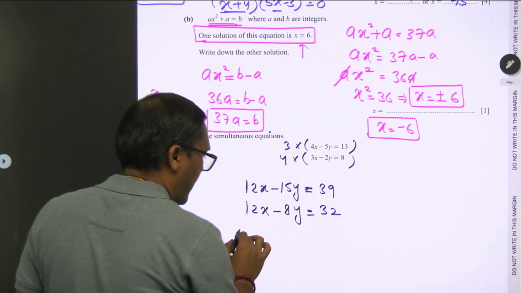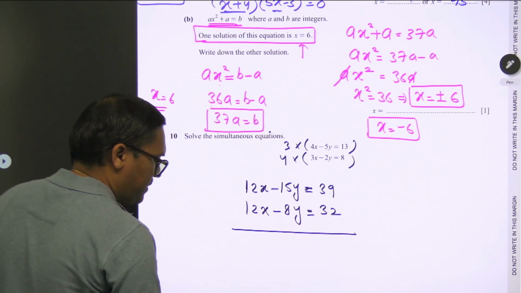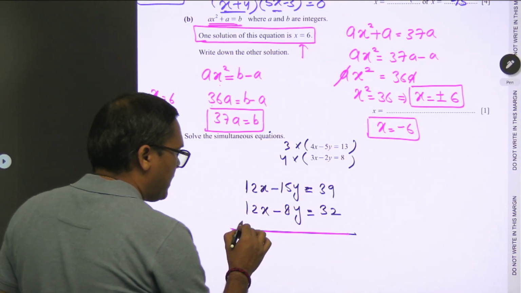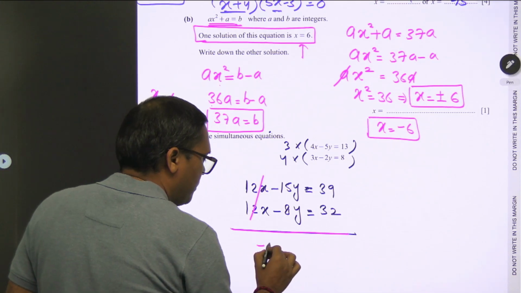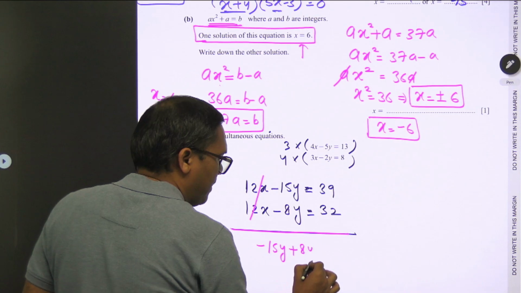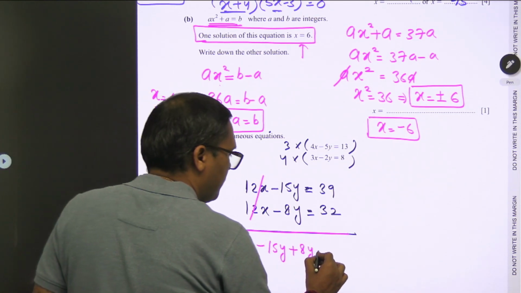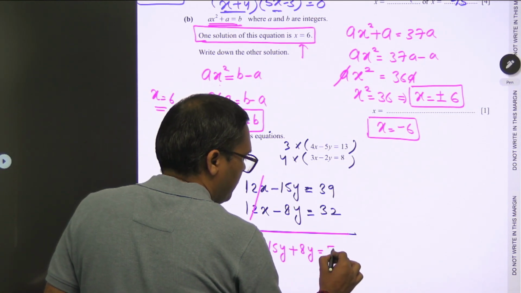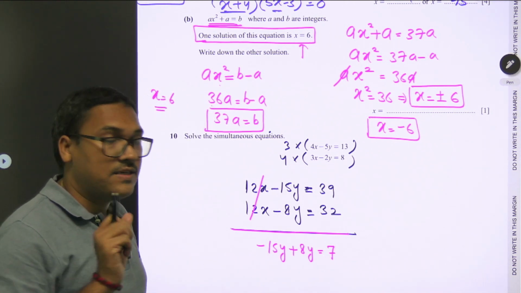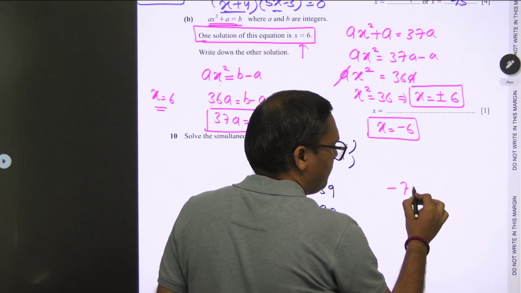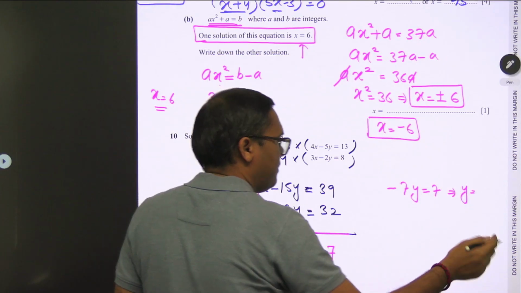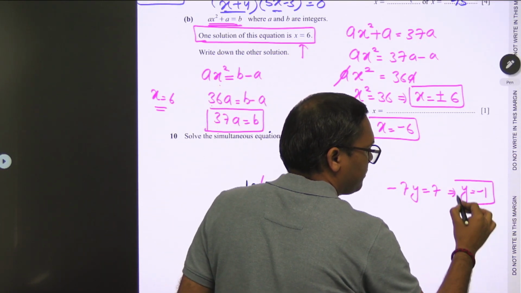Now, if I subtract these two, you can see these two terms will cancel. This will become minus 15y and this negative 8y will become positive 8y because we are subtracting, okay? And this will become 39 minus 32, which is 7. Now what is minus 15y plus 8y? This is minus 7y. So minus 7y is equal to 7. So what is the value of y? 7 divided by minus 7, which will give you minus 1.